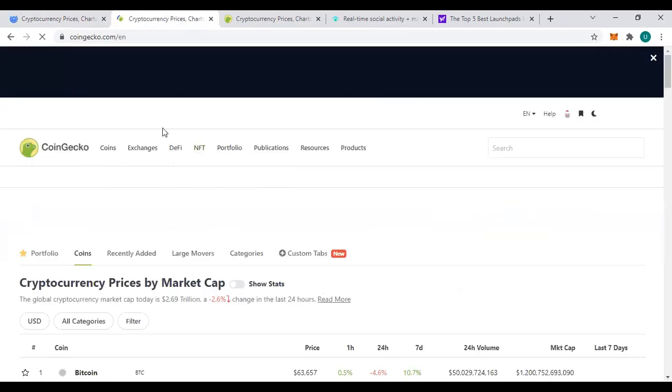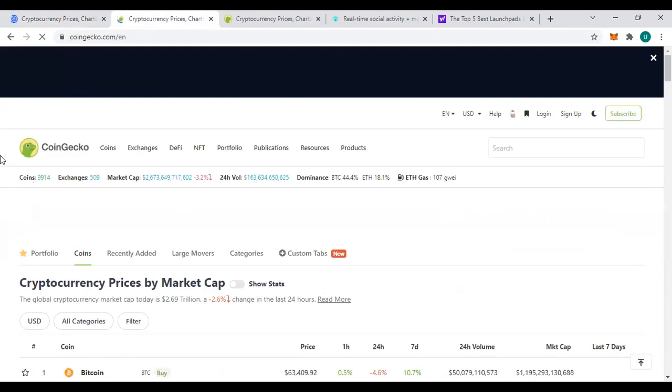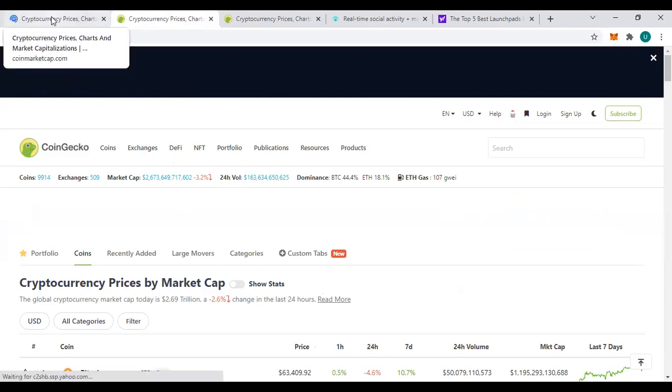Now, if you look at CoinGecko, let's just let it finish loading. Right, okay. Now, I want you to look at these two things.